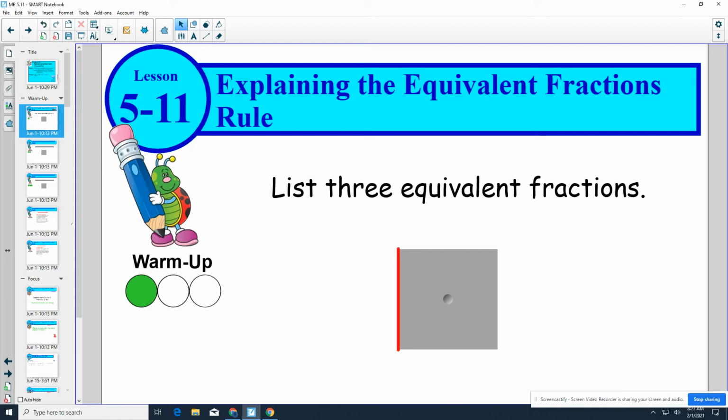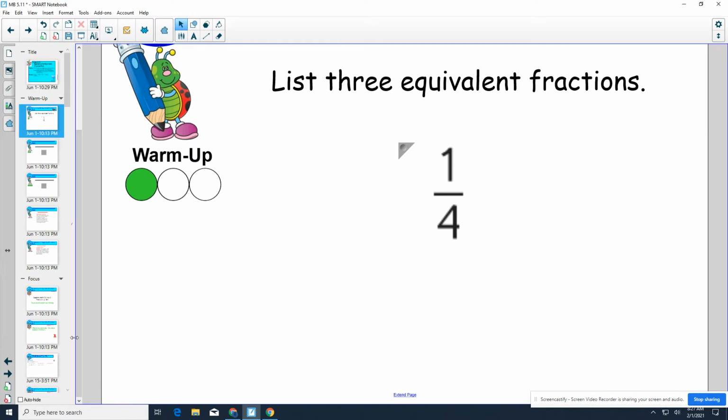So let's list three equivalent fractions for 1/4. Okay, so you remember what we worked on before. To find an equivalent fraction, all you have to do is multiply the numerator and the denominator by the same number. So I'm going to multiply them both by 2. So I know 1 times 2 is 2. 2 times 4 is 8.